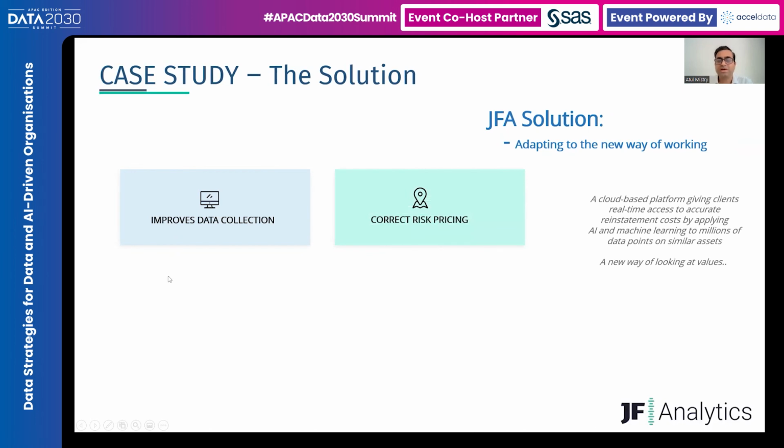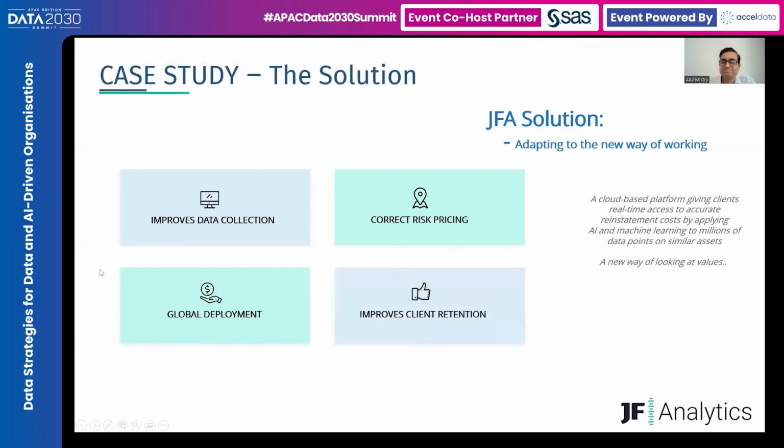It will also provide the correct risk pricing, and using the most appropriate data helps to provide more accurate premiums to the markets, and it will also correct underinsurance. It will help with global deployment, and it will also be useful when it goes into every insurance office globally. It offers a real-time global insurance valuation solution. It will also help us to improve client retention. Getting accurate valuation information instantaneously gives improved service to the clients and markets.